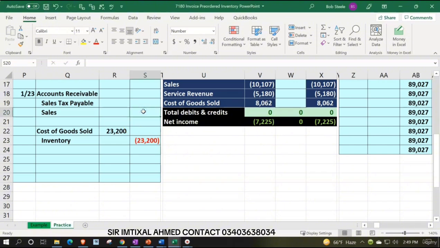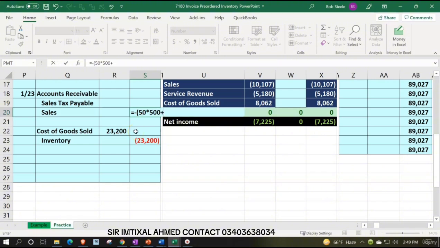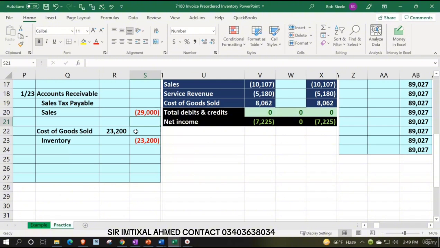So the sales price is going to be, I'm going to put brackets around, I'm going to say negative and then brackets, and we're going to imagine those 50 units were multiplied times $500. That's the sales price, 500 times those 50 units we sold, plus the 10 units times the 400, we're selling those for $400. Therefore, our sales price will total 29,000.